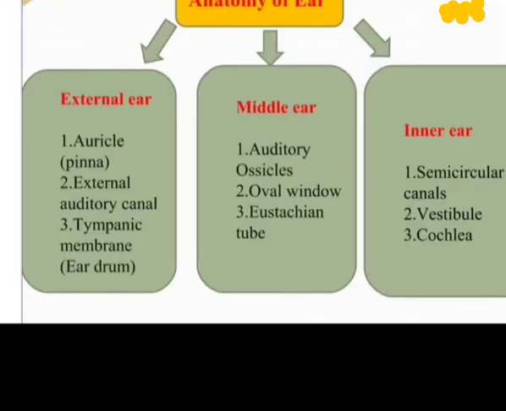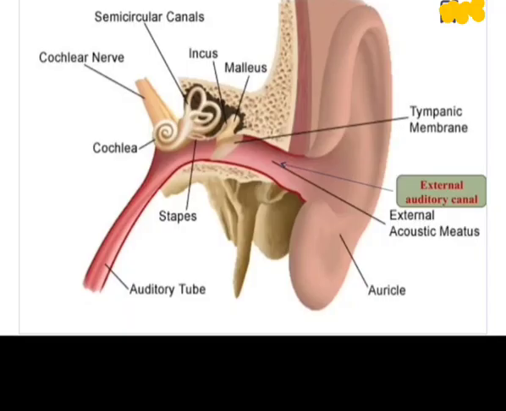So you can see here, the external ear consists of the auricle, that is called pinna, the external auditory canal, and the tympanic membrane, that is called the eardrum. The middle ear consists of the auditory ossicles, oval window, and eustachian tube, and the inner ear consists of the semicircular canals, vestibule, and cochlea. Okay, so this is the structure of the ear. You can see here the auditory ossicles also include incus, malleus, and stapes.